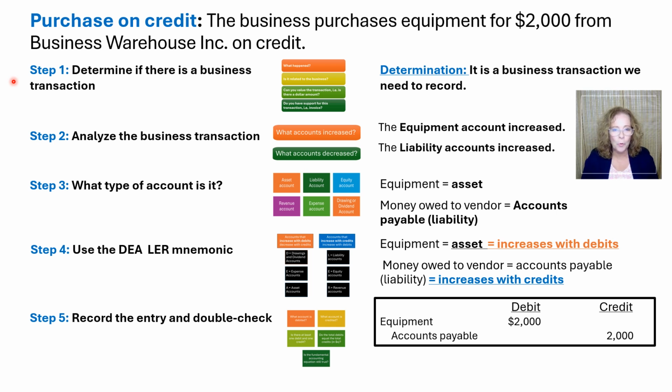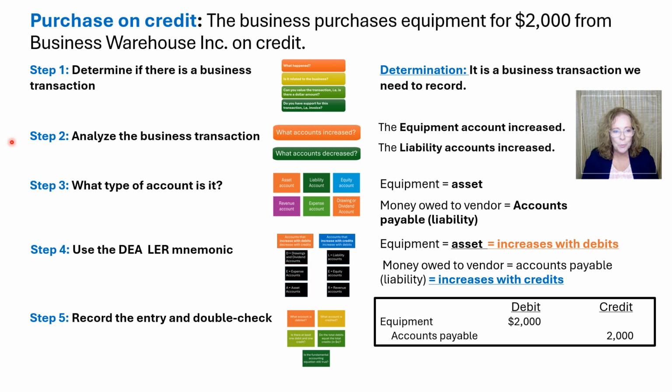And question 4, do you have support for the transaction? Yes, the business has the receipt from Business Warehouse Inc. for $2,000. Based on having answered yes to questions 2 to 4, we can tell that this is a business transaction that we need to record.